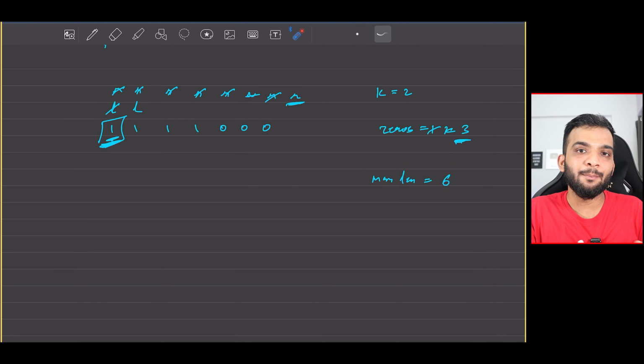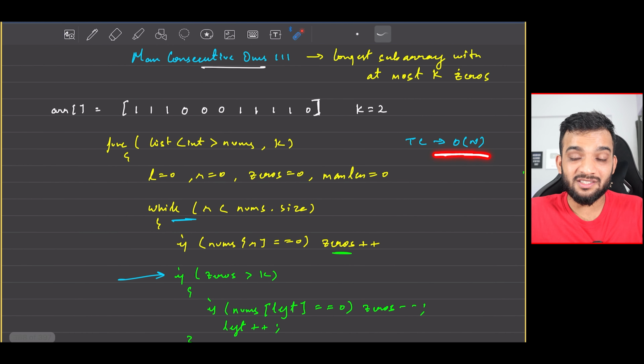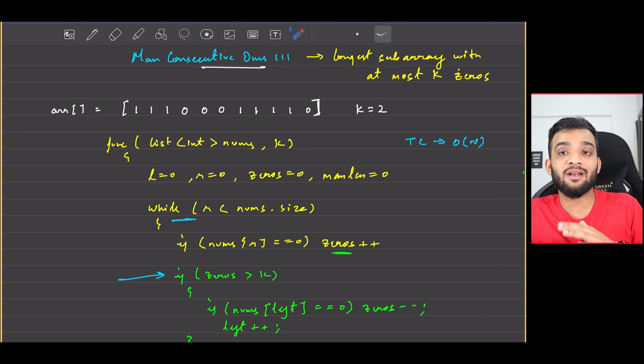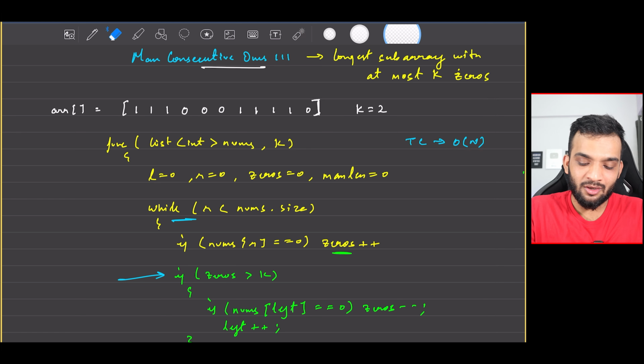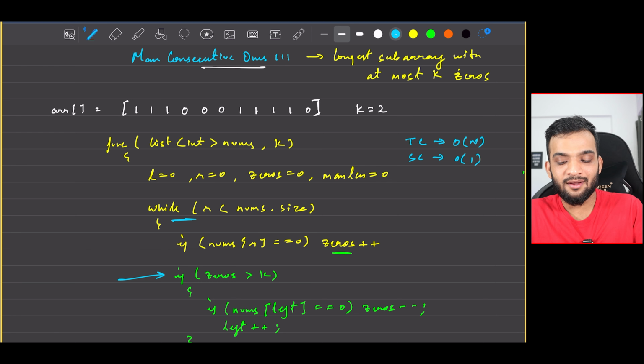You can take some more examples and you can try on it yourself. Thereby, the time complexity is big O of N because we are not moving L extremely to the right. What about the space complexity? That is big O of 1.